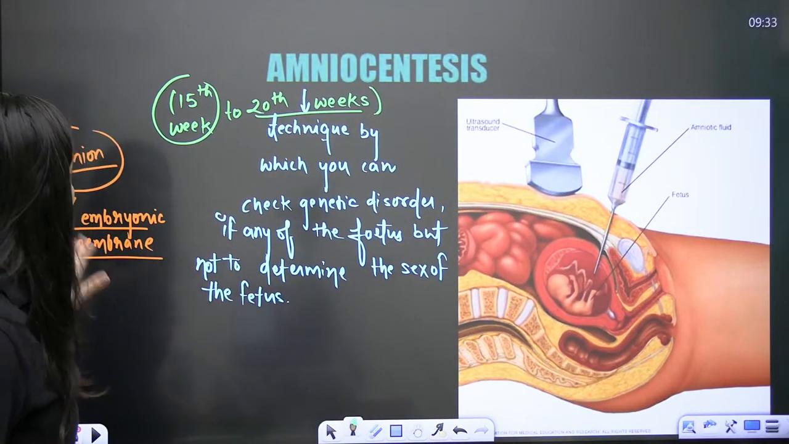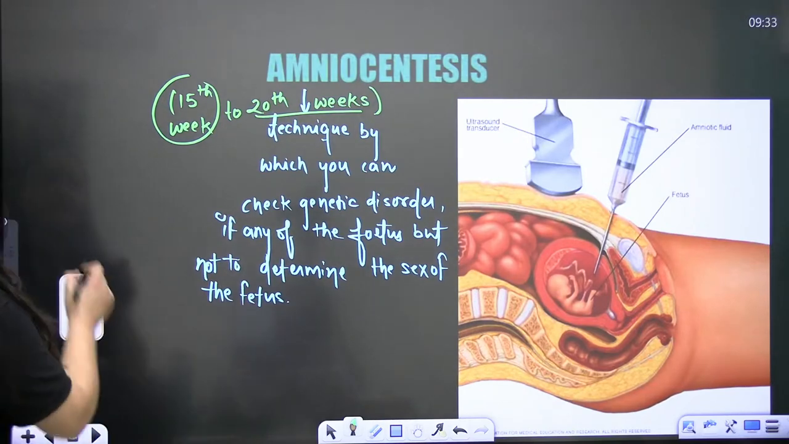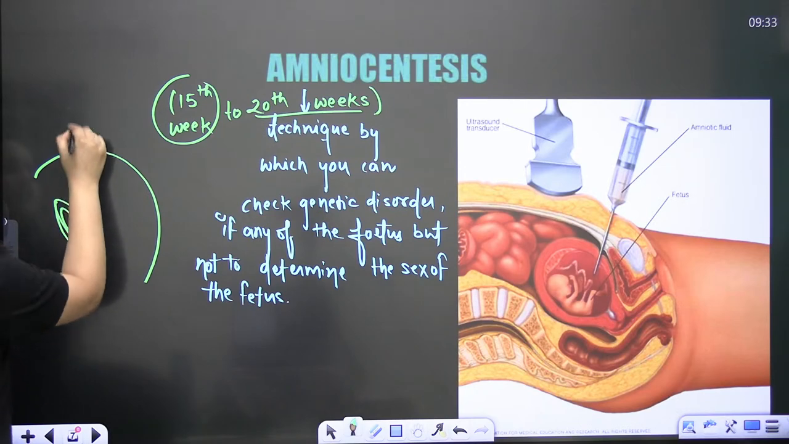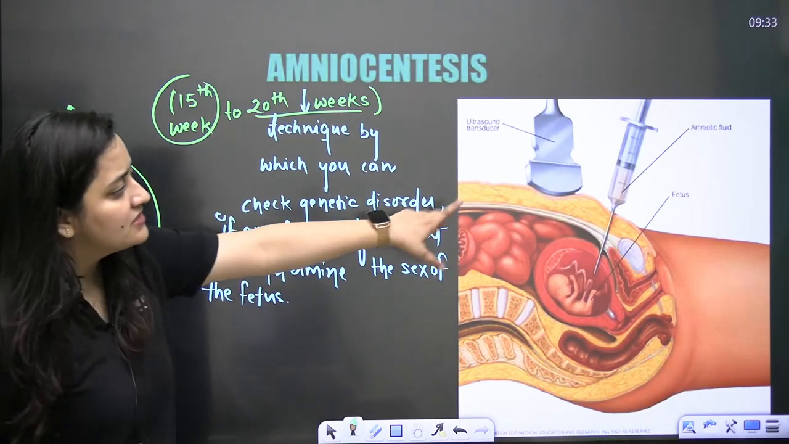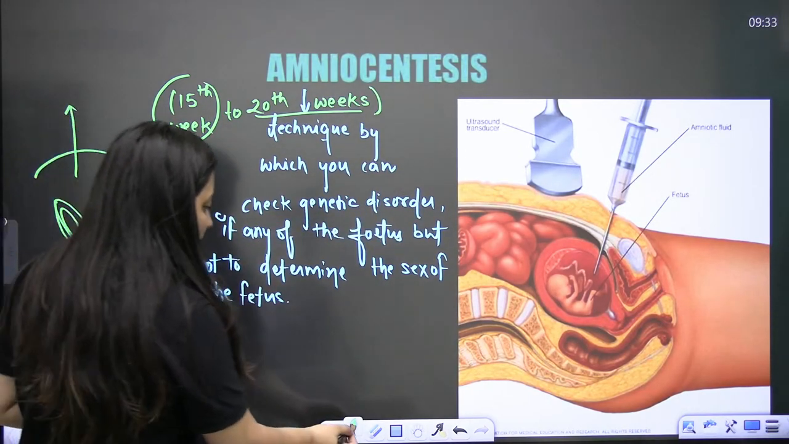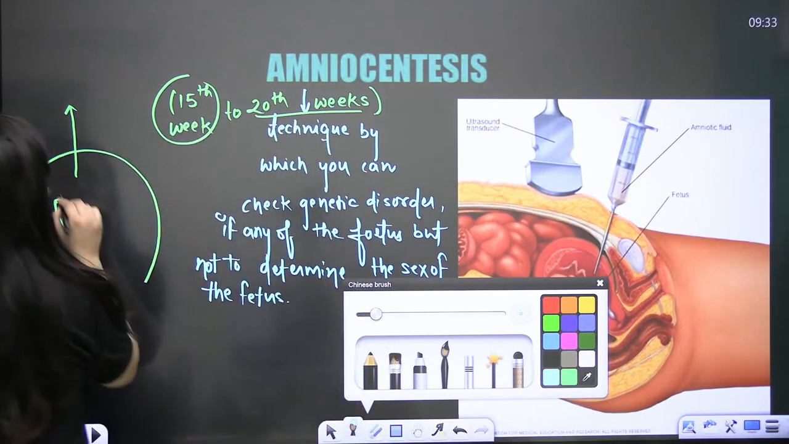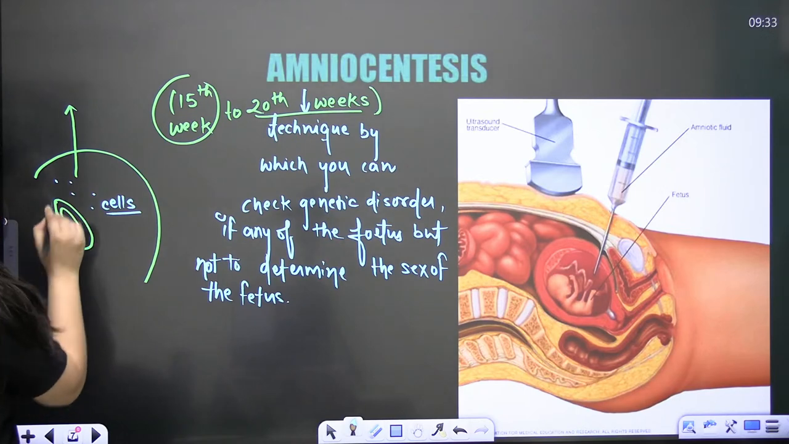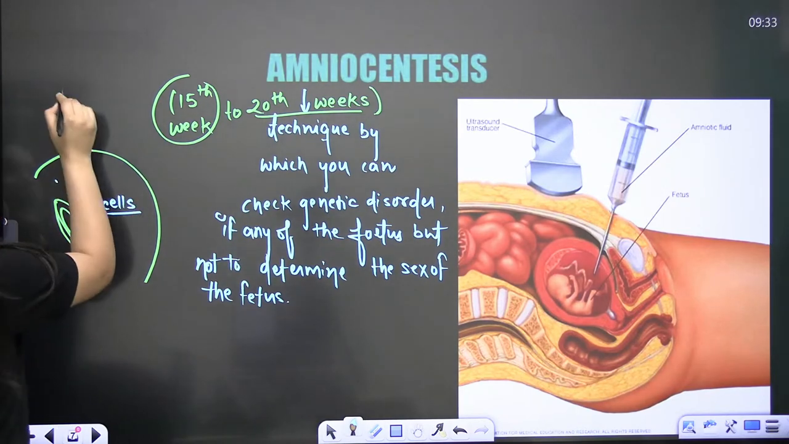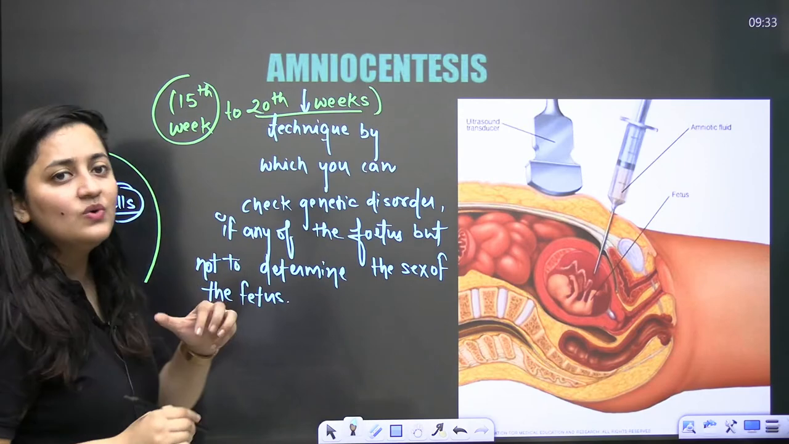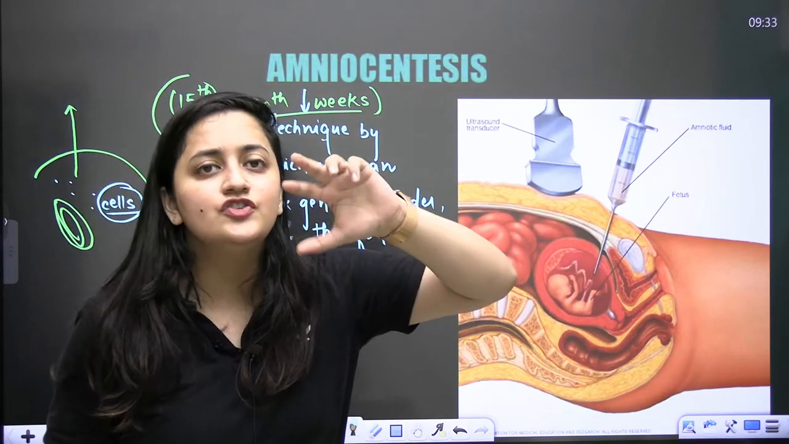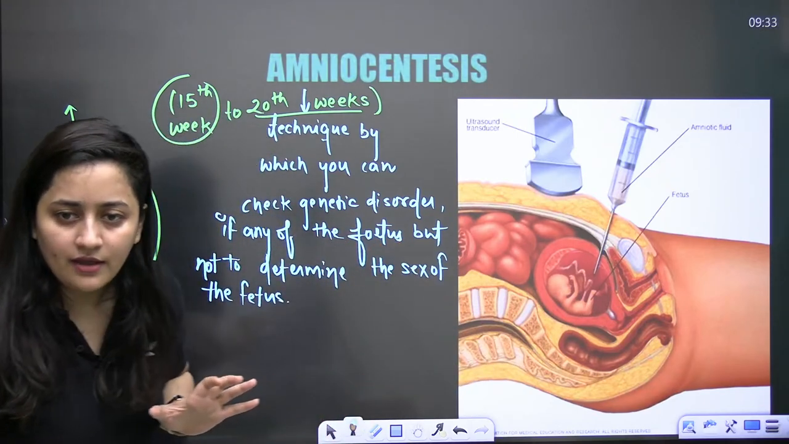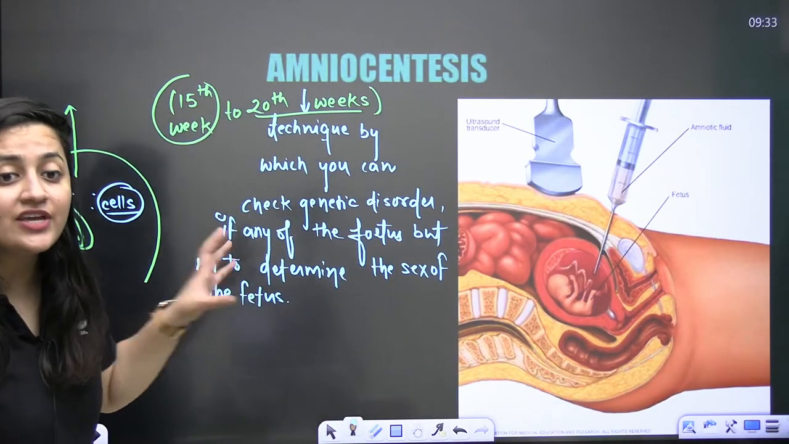Now, what is the procedure here? As I said, that fetus is covered with amniotic fluid. Experts are going to take that amniotic fluid. Now in this amniotic fluid, what will we find? We'll find some cells, of course, some cells from this fetus, some cells from the surrounding. When these cells are studied, we can check the chromosome pattern there.